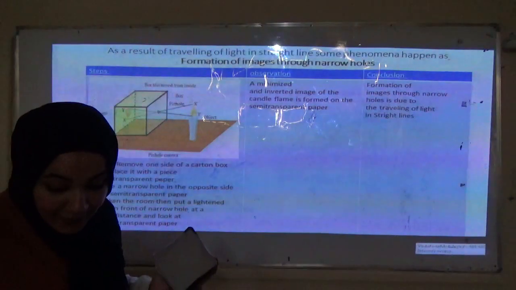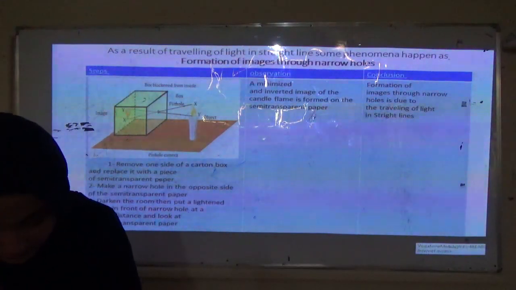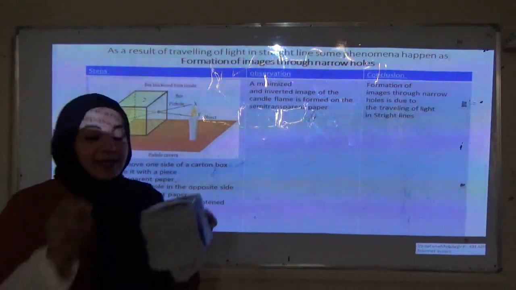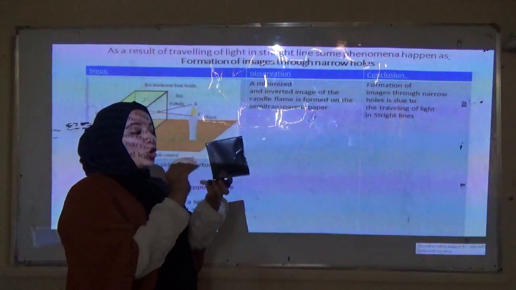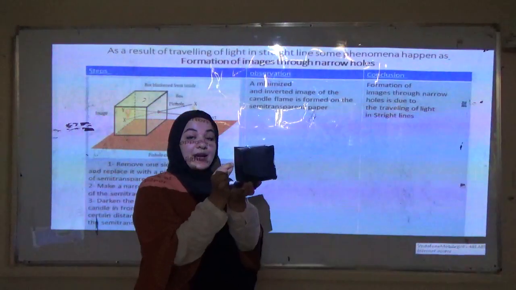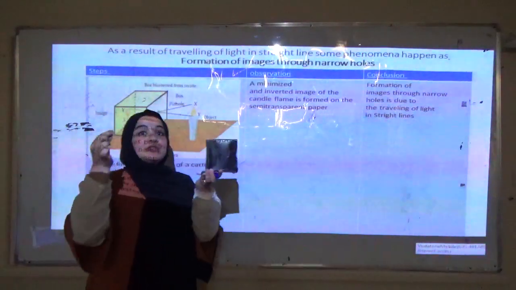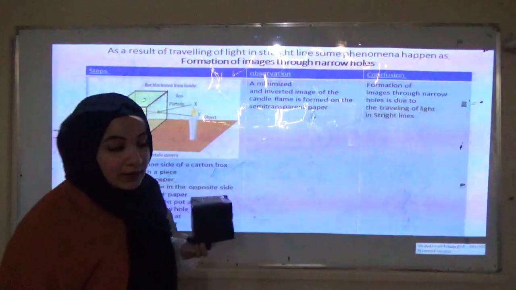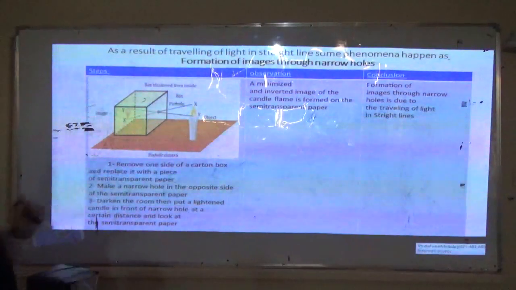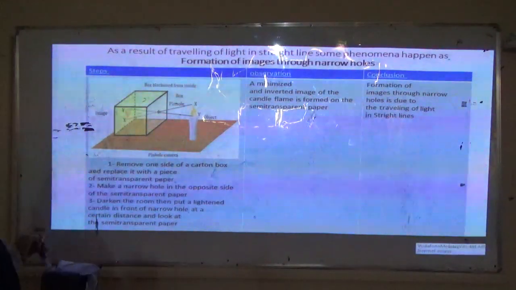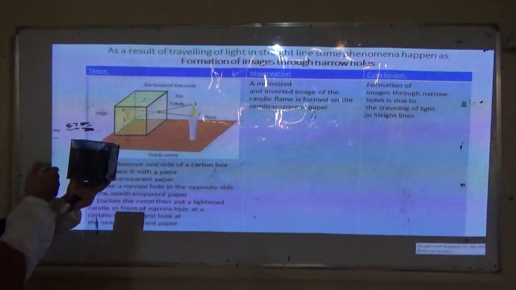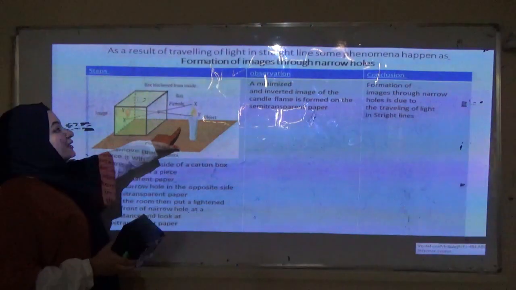Now I bring this pen, and I make another hole in the opposite side of the semi-transparent paper by using a pen. Now what happens? I will darken the room and then put a lit candle in front of the narrow hole, the same as in this picture.